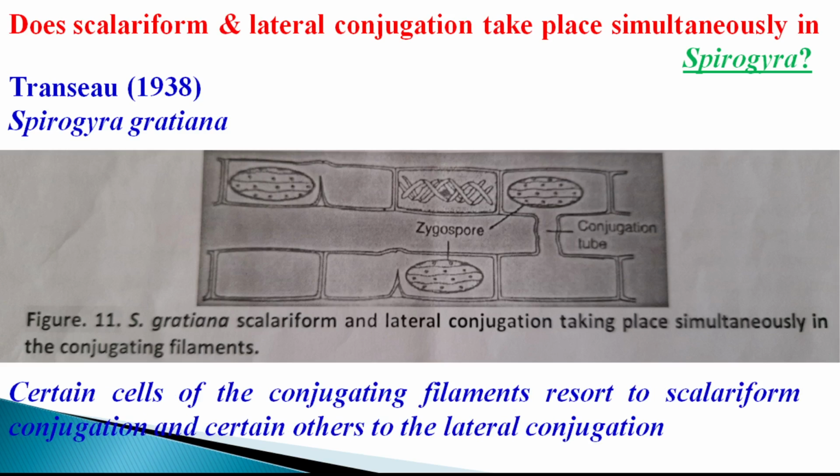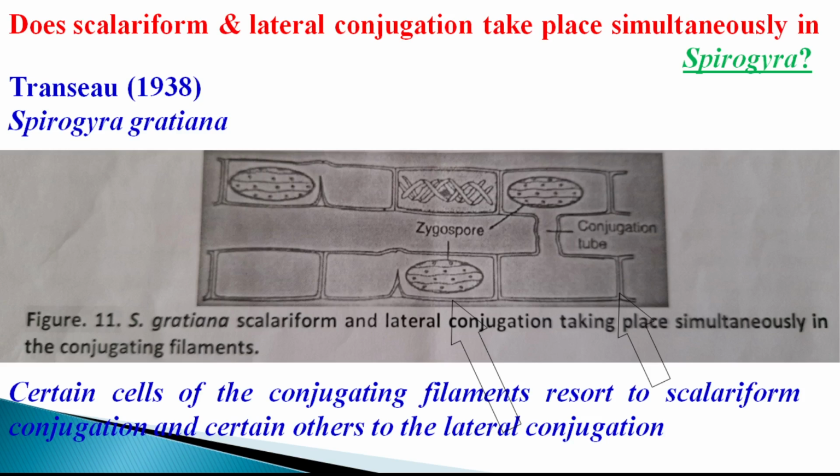During this mechanism, certain cells of the conjugating filaments resort to scalariform conjugation, as you can see at this arrow, and certain other cells are involved in the mechanism of lateral conjugation. So really interesting.